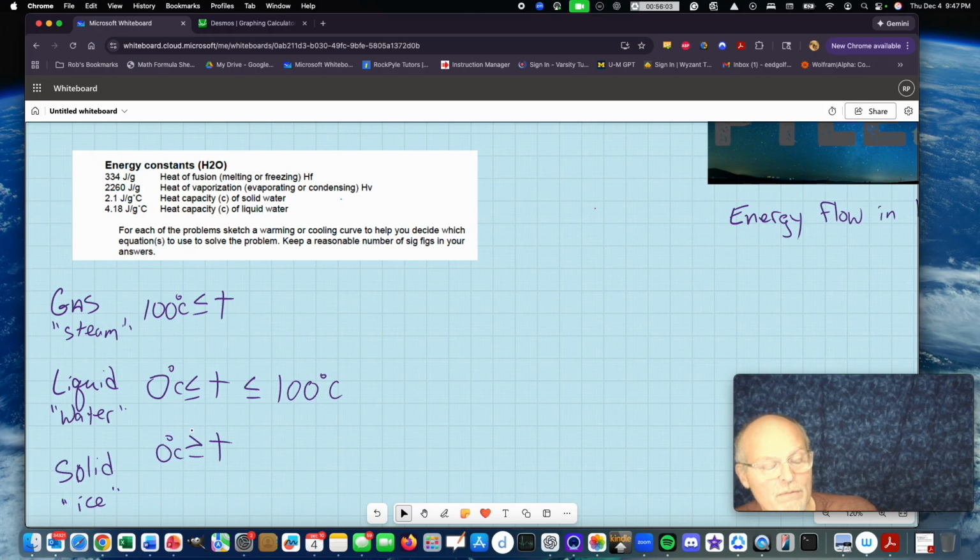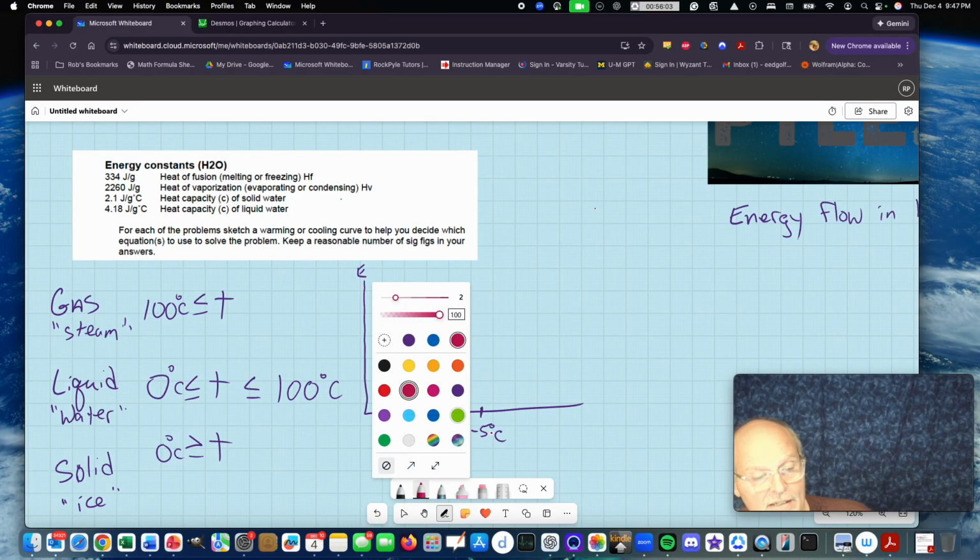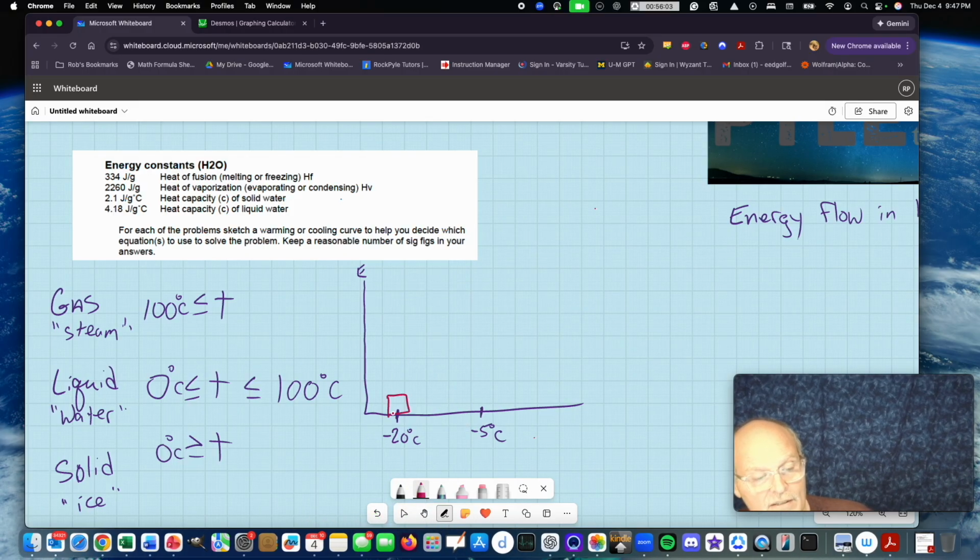So there's a few things that we want to do. We want to look at the movement, the energy. So this is always going to be energy, and the energy as I move between temperatures in the same state. So let's say for ice, let's say I'm at minus 20 degrees C and I want to go to minus 5 degrees C. And I have a block of ice that weighs 100 grams.